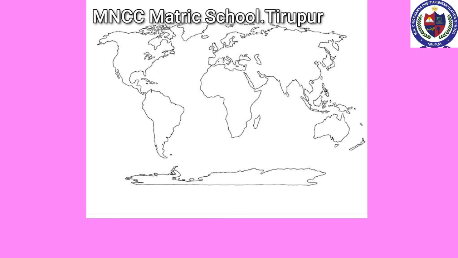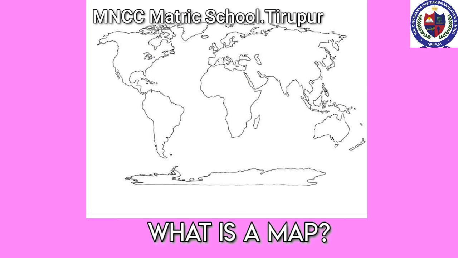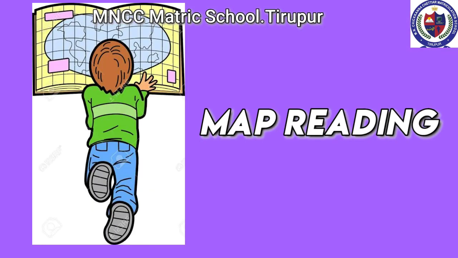What is a map? A map is a visual representation of an entire or a part of an area, typically represented on a flat surface. The work of a map is to illustrate specific and detailed features of a particular area. Map reading is an act of interpreting or understanding the geographic information portrayed on a map. When we read a map, when we understand a map, that is called map reading.